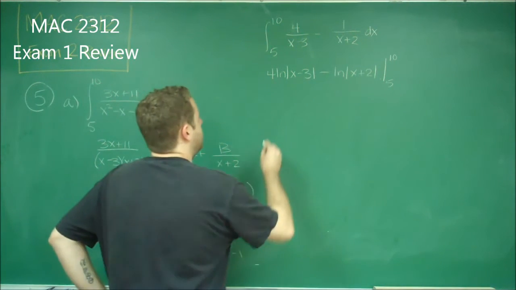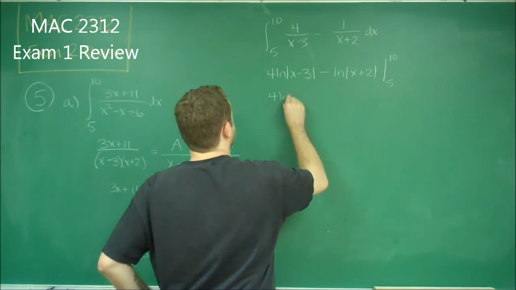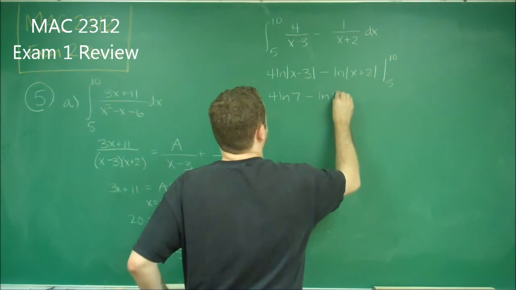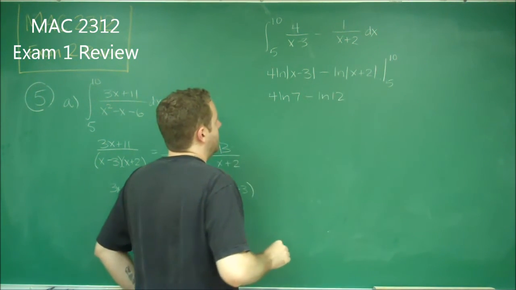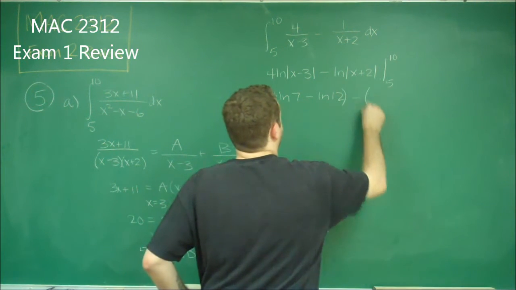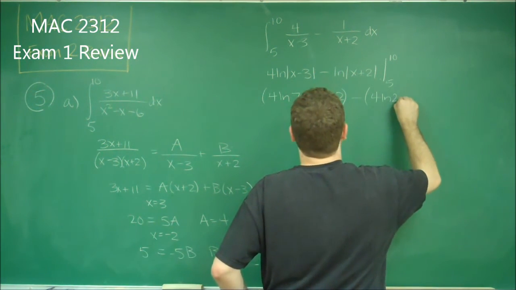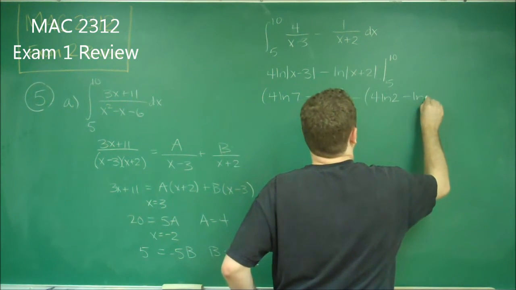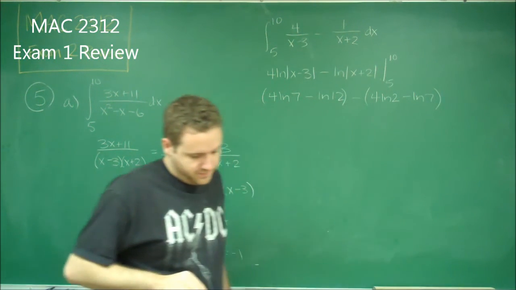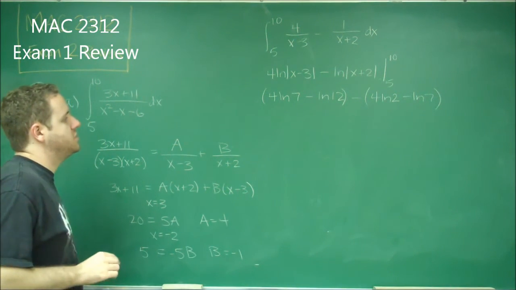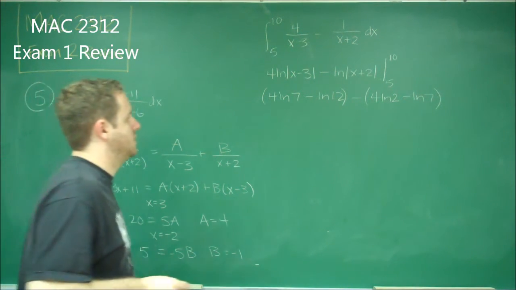So when we plug in 10, we get 4 ln 7 minus ln 12. When we plug in 5, we get 4 ln 2 minus ln 7. So we can use rules of ln's to make these a little bit simpler.